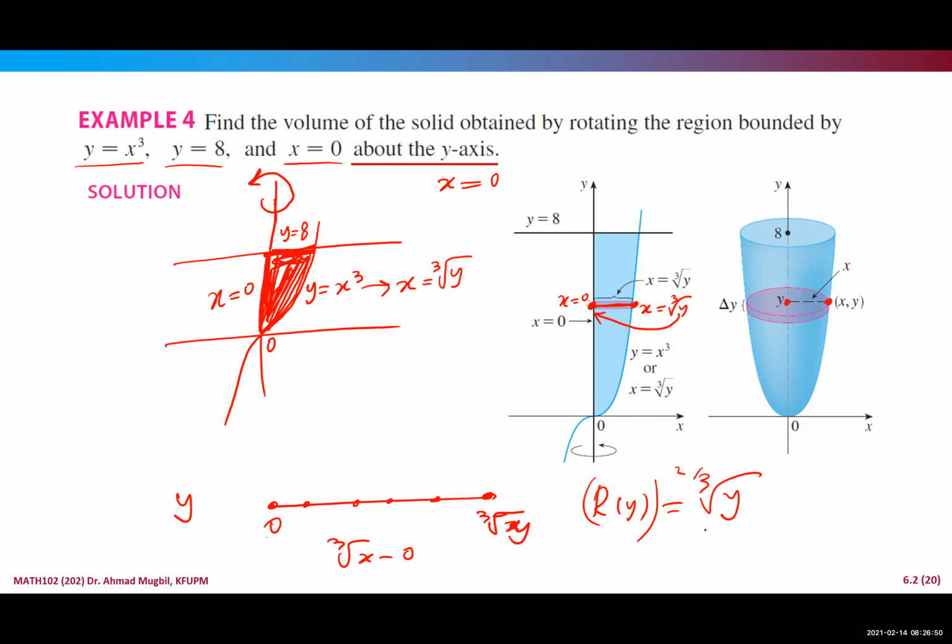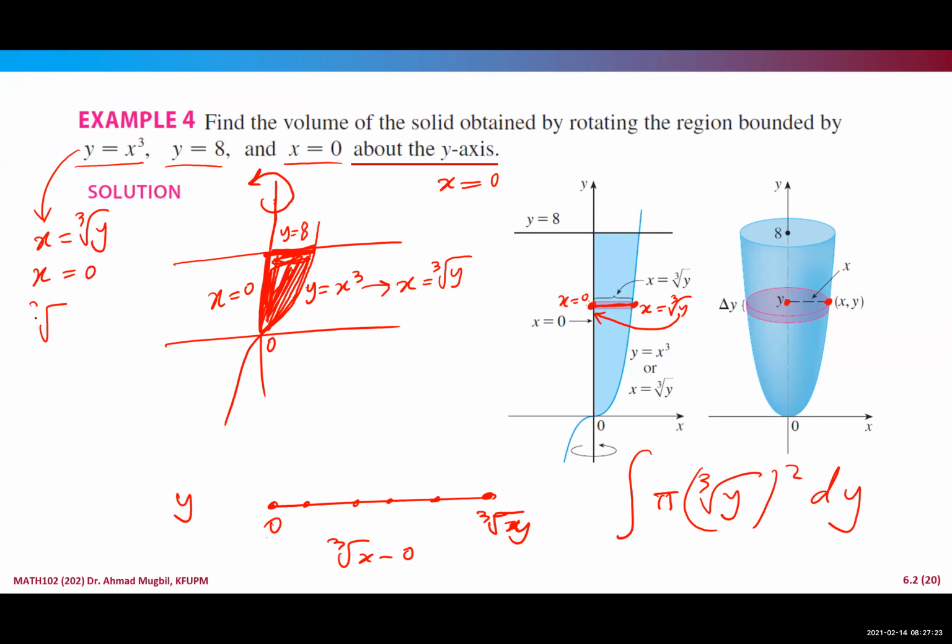Square it, multiply it by pi, integrate. From where to where? You will integrate with respect to y, of course, because the line is horizontal and the axis is vertical. Look at the y values. Here we have x equals the cubic root of y, and here we have x equals 0. If you equate them, the cubic root of y equals 0, so y equals 0. One of the limits of the integral is 0.